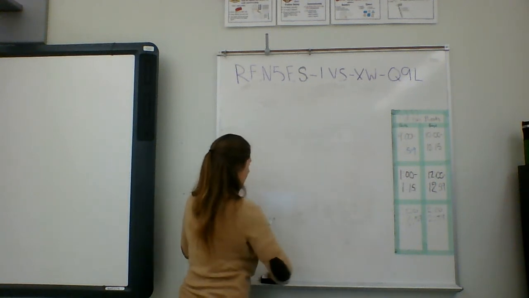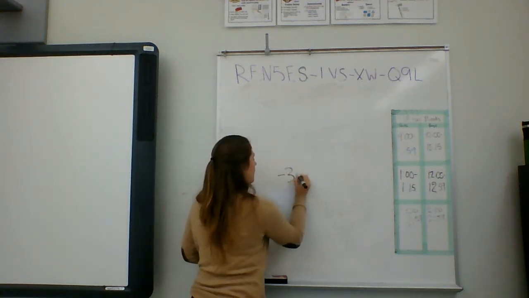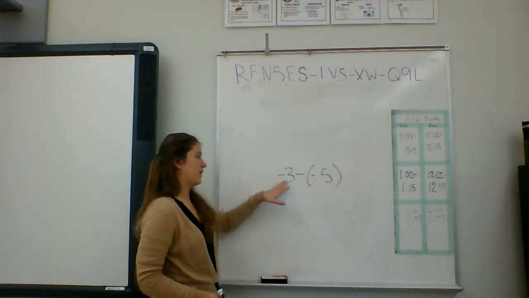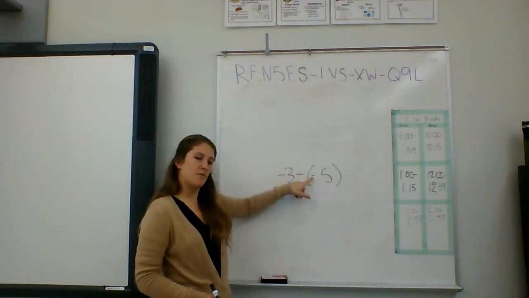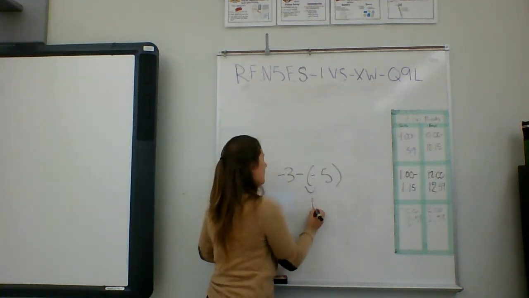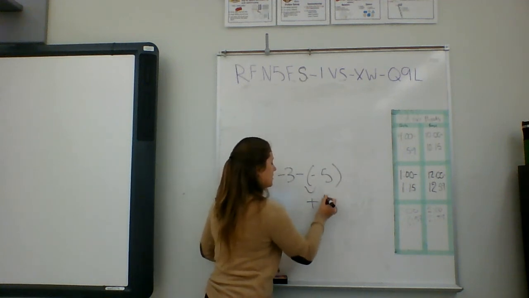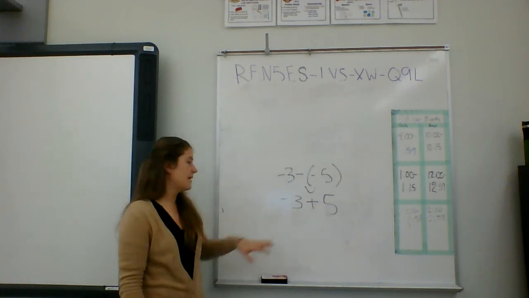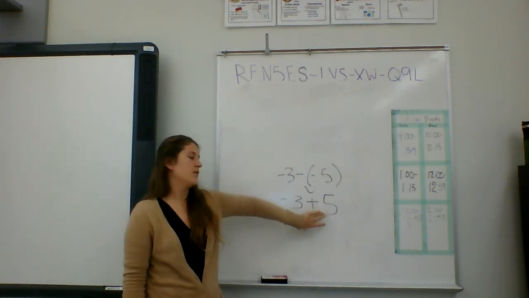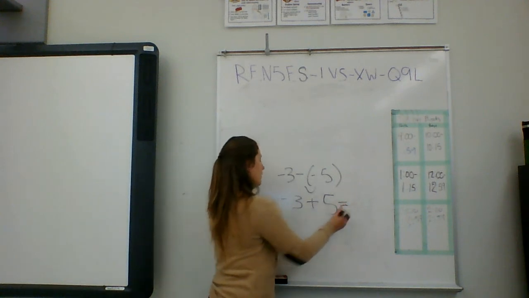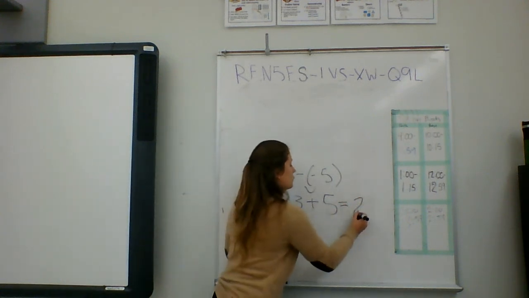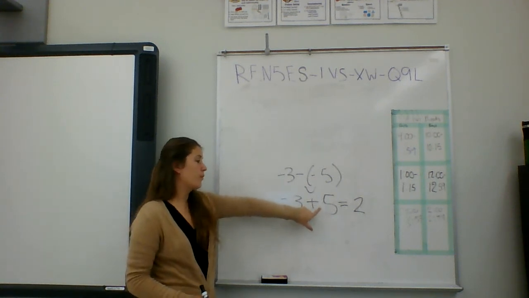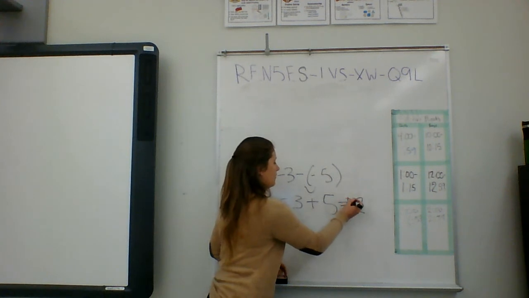You may also see a problem like this. Negative 3 minus negative 5. Same thing. This negative goes with the 3, and this negative goes with this negative. So two negatives become a plus sign. That's plus positive 5. Now this is a negative 3 plus 5. I see one number that's negative and one that's positive, so I subtract. 5 minus 3 is 2. And I ask myself, are there more good guys or bad guys? There are more good guys, so it is positive.